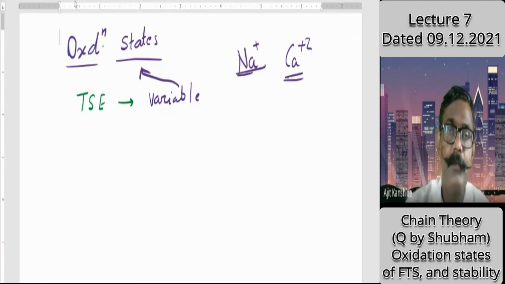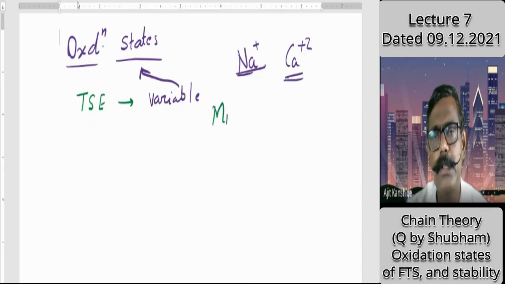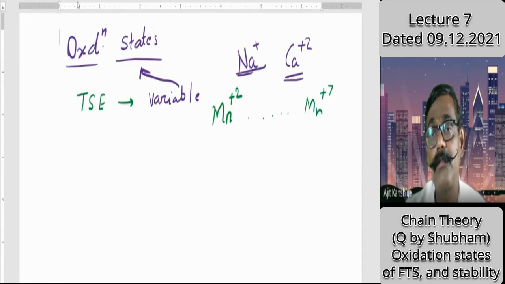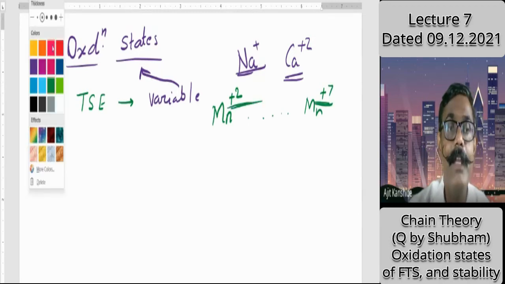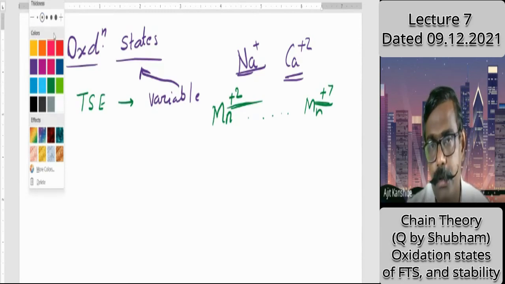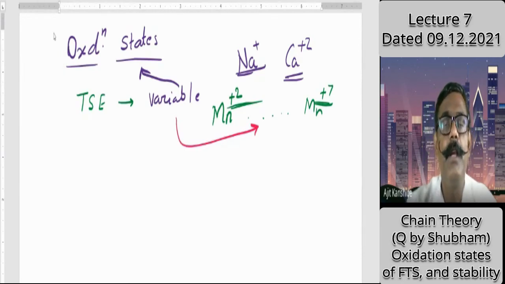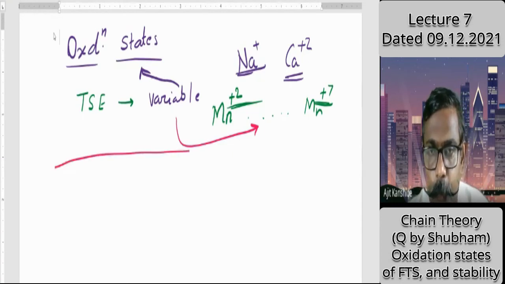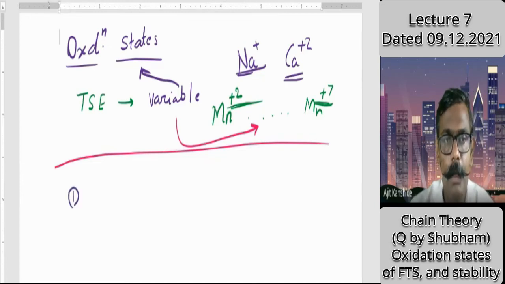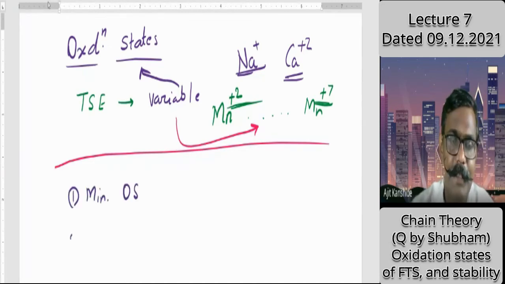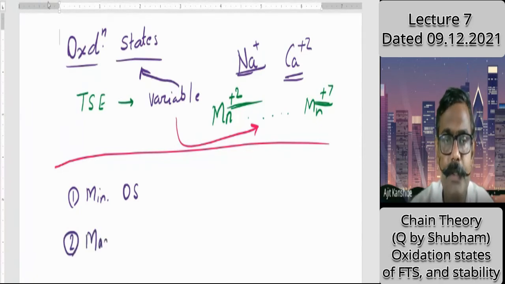But transition series elements show a wide range of oxidation states. If I consider manganese as an example, it shows oxidation states from Mn+2 to Mn+7, a wide range of variation. Therefore, we conclude oxidation states are variable. To know the variable oxidation states, two things you have to remember: the first is the minimum oxidation state, and the second is the maximum oxidation state.